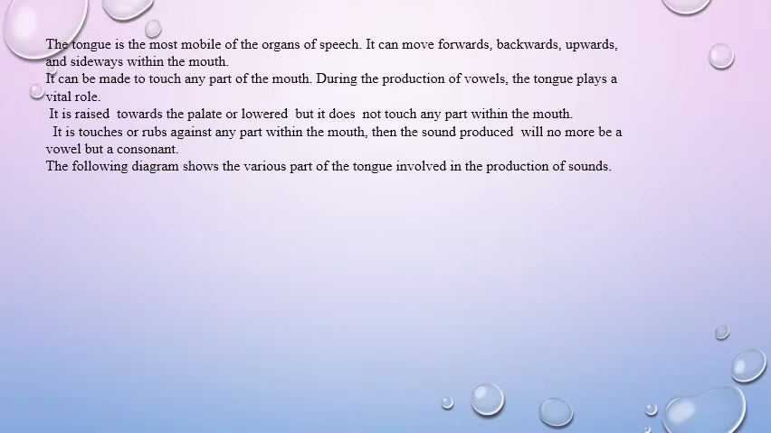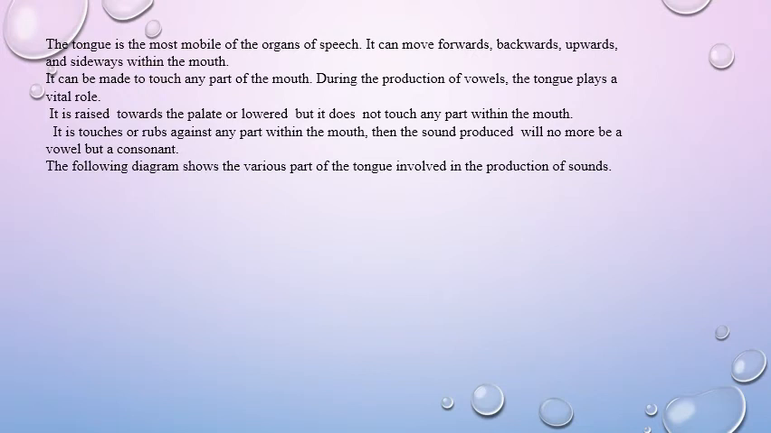You can move it forward, you can move it backward, upwards and sideways. Okay, and it can touch any part of your mouth. During the production of vowels, the tongue plays a very important role. So when we pronounce vowels, we look at the height of the tongue, and what part of the tongue is used is also seen. That is why it is very important in the production of vowel sounds.